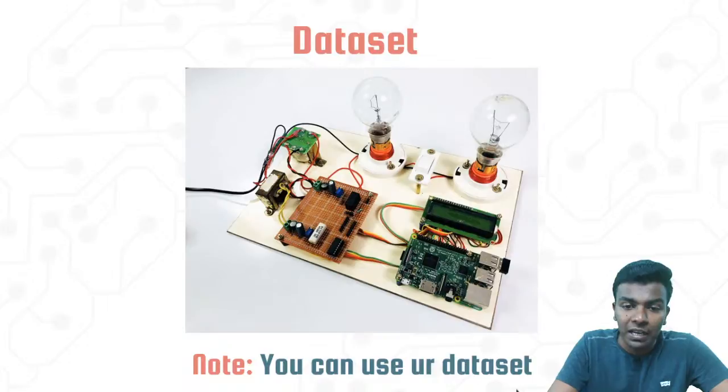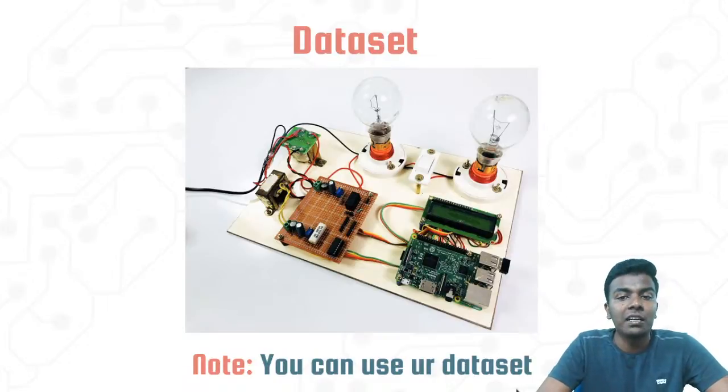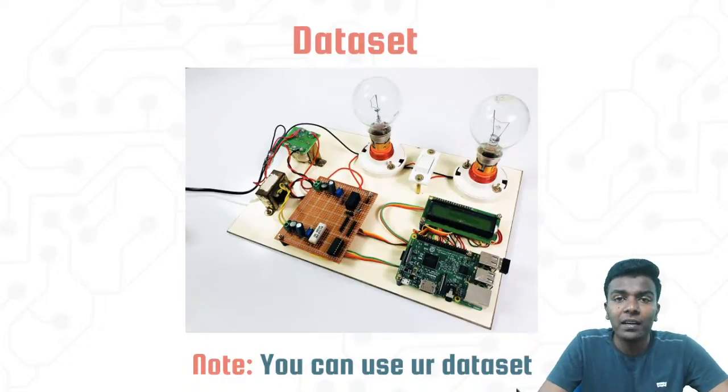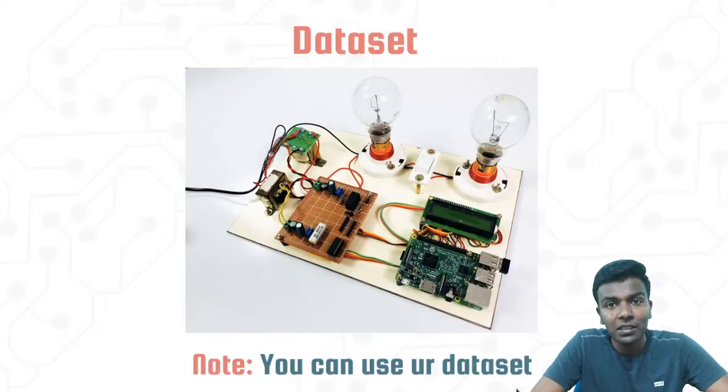And then we have used the MCP3008, that is an analog to digital converter, because the Raspberry Pi doesn't have an inbuilt ADC. So we have used an external analog to digital converter to convert the analog value into the digital value. From that we have obtained the current value and the voltage value.